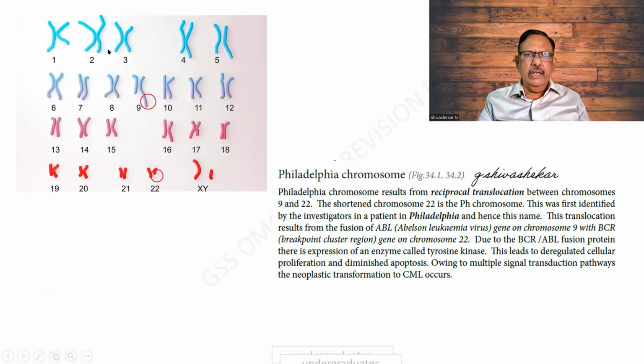This is again a diagram of the karyotype. I find that there is something wrong with 9 as well as 22; 22 has lost something, 9 has gained something. So this is called a reciprocal translocation. It is called a Philadelphia chromosome because it was first identified in the region of Philadelphia. ABL means Abelson leukemia virus, and BCR, breakpoint cluster region. I would like you people to kindly write this and score full marks for the Philadelphia chromosome.